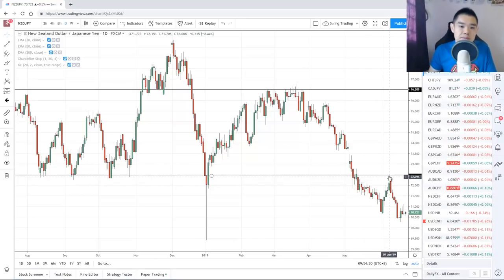I don't put it just smack above the highs because the market could just sweep above the highs and then reverse from it. I usually give it more buffer. Yes, my stop is wider, but at least it keeps me in the trade longer. I don't get stopped out unnecessarily.